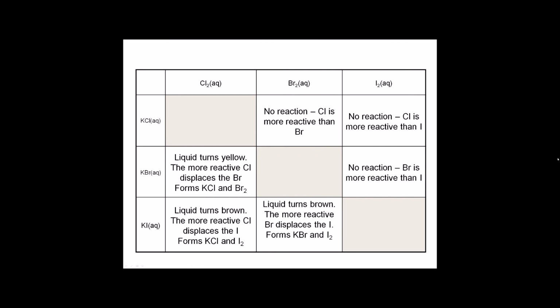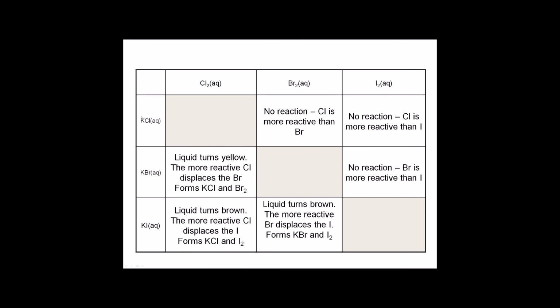Again, same for the bromine. The bromine is more reactive, and so it's going to displace, kick out the iodine from the potassium iodide to form potassium bromide, which is KBr, and the iodine, I2. So this is proof of the differences in reactivity. The chlorine is the most reactive, so it reacts with both the potassium bromide and the potassium iodide to displace the other halide from the compound and form potassium chloride.